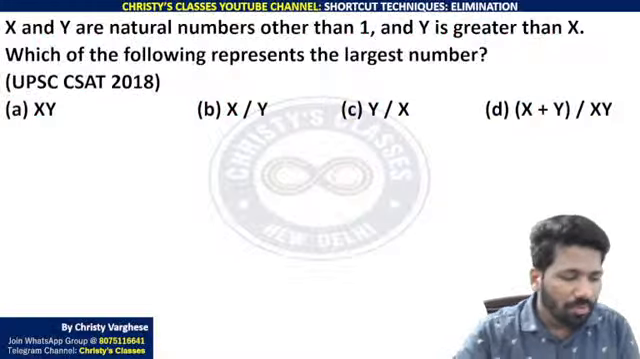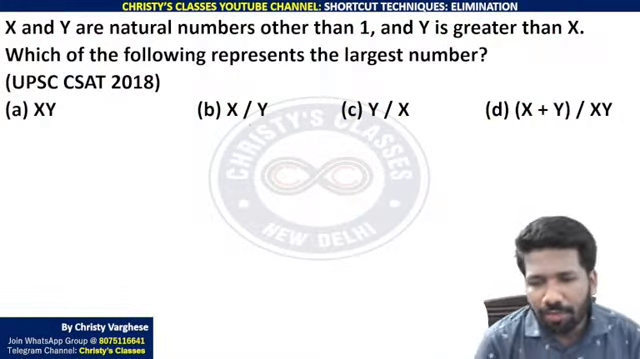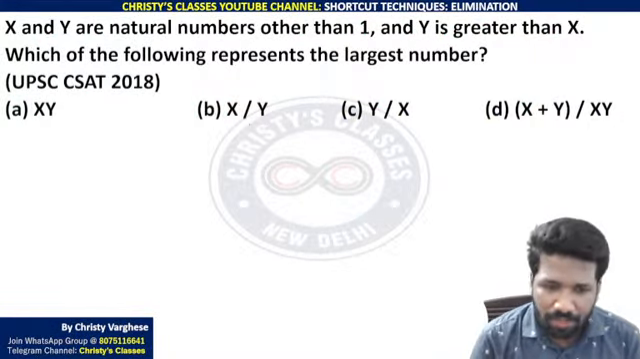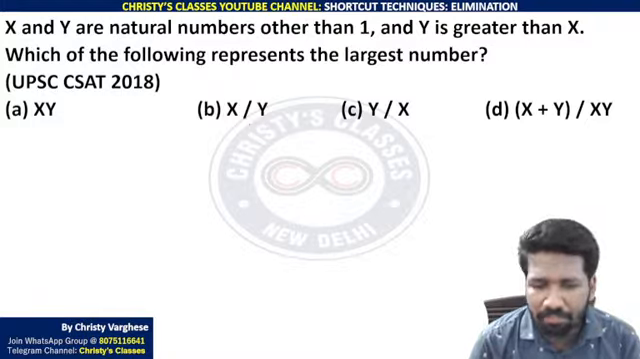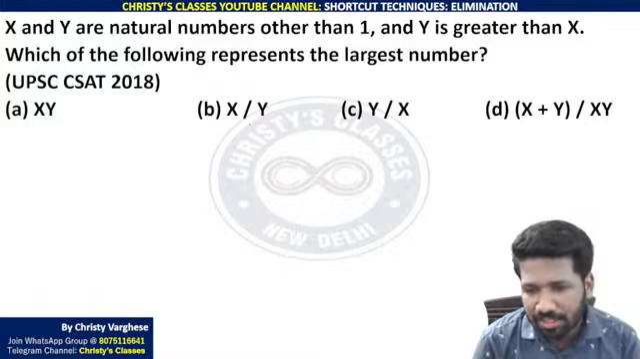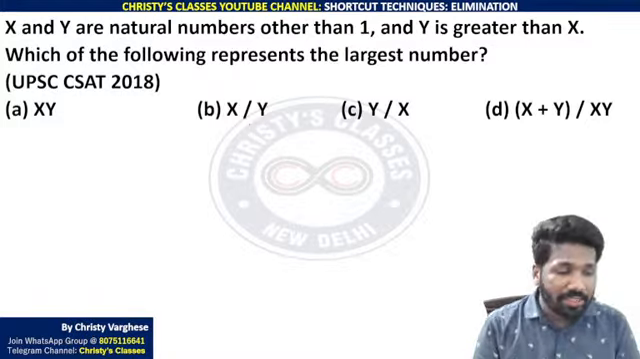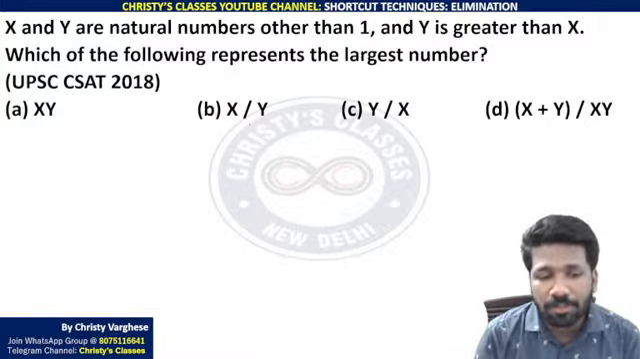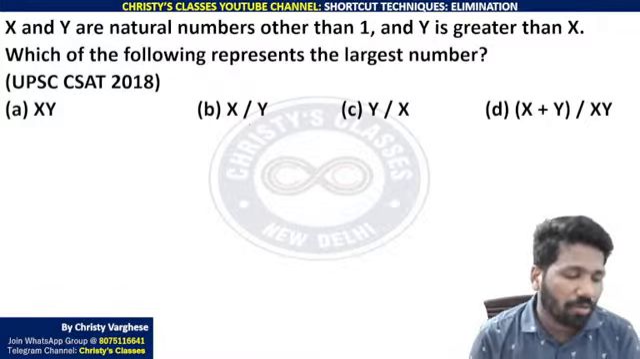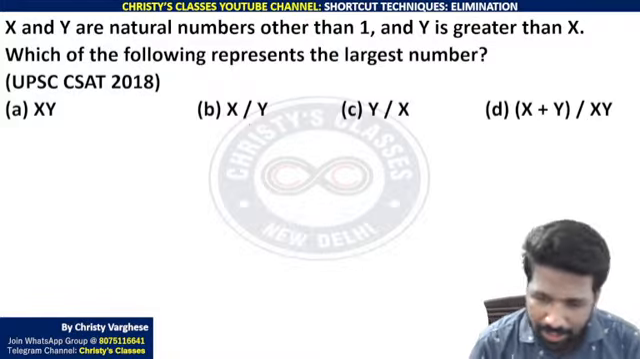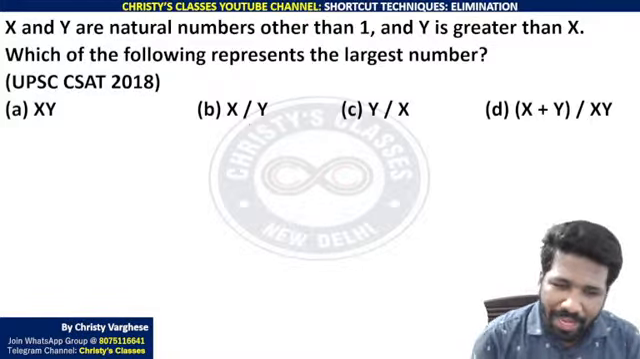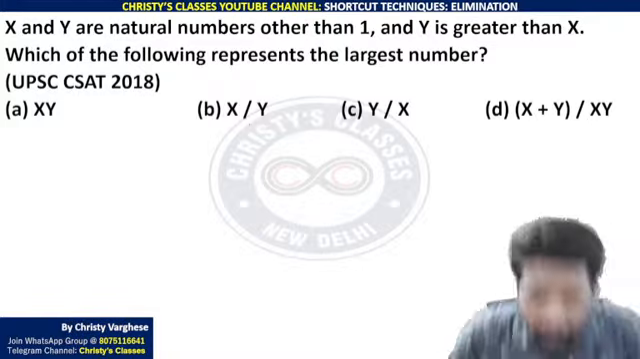So, x and y are natural numbers other than 1 and y is greater than x. Which of the following represents the largest number? So here, taking example method, tomorrow's topic is how options will help you to understand the question better or solve the question better. That is already discussed tomorrow. But before that, without even using options, you can do this question.